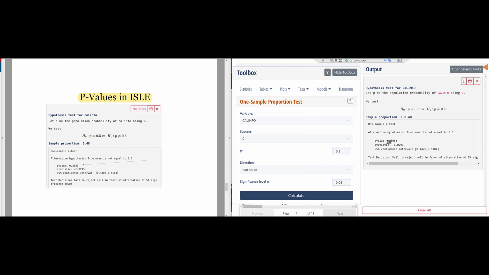All right, now that is not a very significant p-value. Our 95% confidence interval is between 0.4408 and 0.5184. And consequently, we fail to reject the null at the 5% significance level. Okay, so that's just an illustration of how to get to doing a hypothesis test in ISLE.